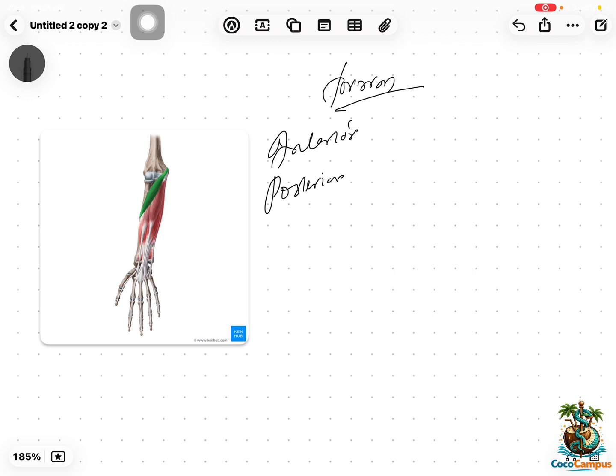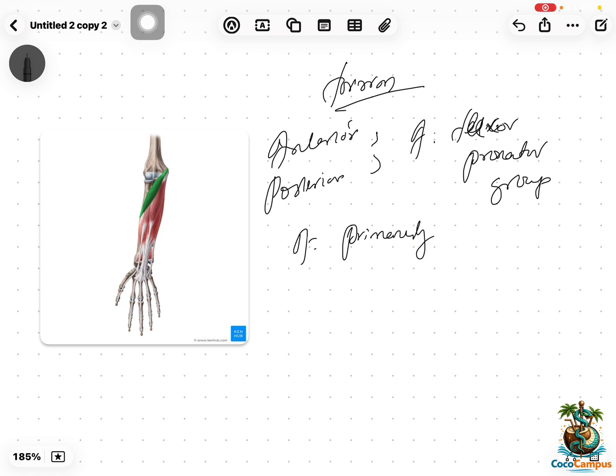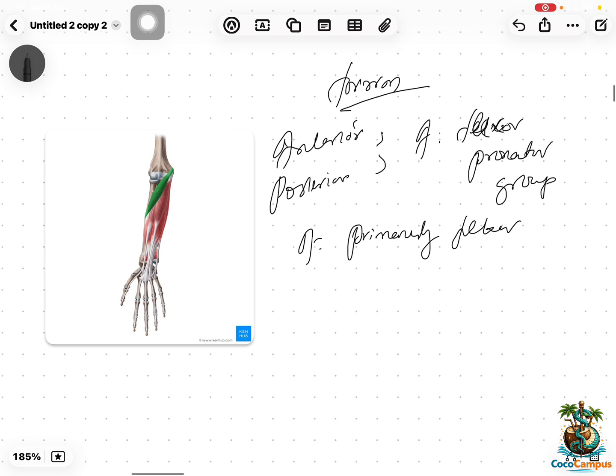The anterior compartment of the forearm is called the flexor pronator group. It is dedicated primarily to flexion of the wrist and digits and pronation of the forearm. It has superficial, intermediate, and deep layers.